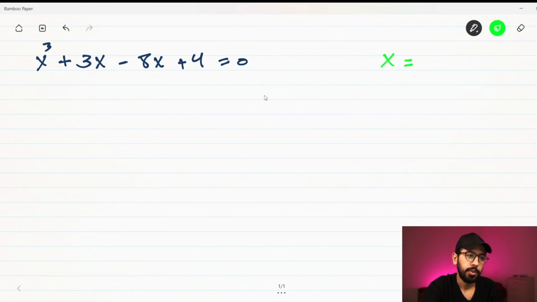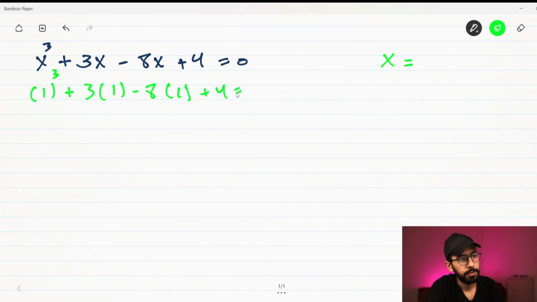A very little tip: we always start with 1 and minus 1, 2 and minus 2, 3 and minus 3, and so on. It is always 1 or 2. It cannot go farther than that. So that's why we always start with 1 and minus 1. So let's do here 1 or minus 1. If we have 1, it will be 1 to the power of 3 plus 3 multiplied by 1 minus 8 multiplied by 1 plus 4. So let's see if it is right or not.